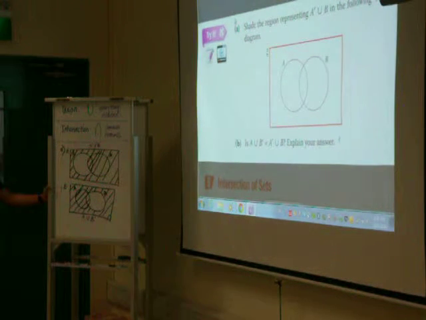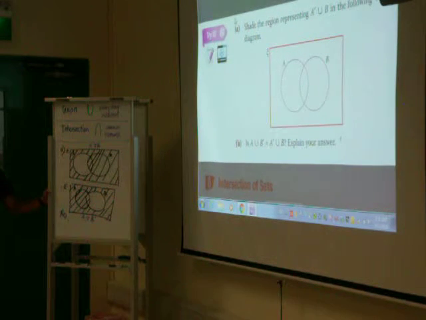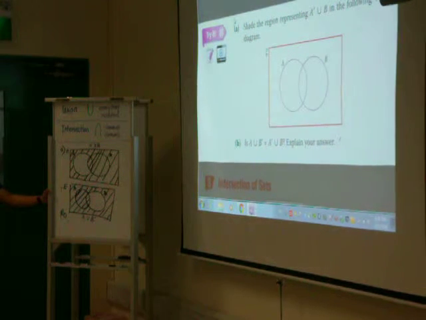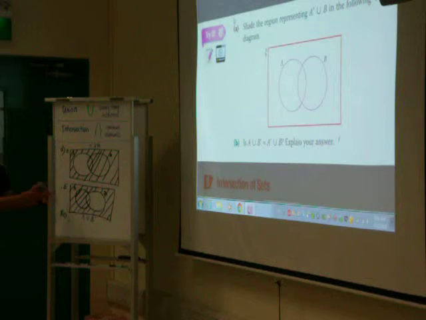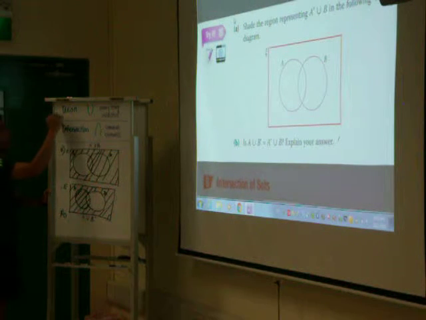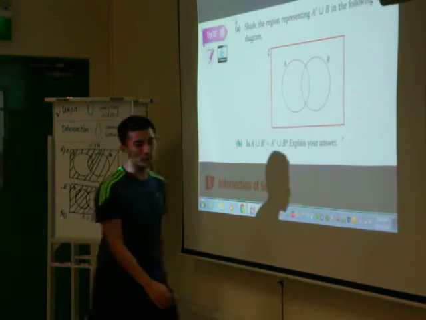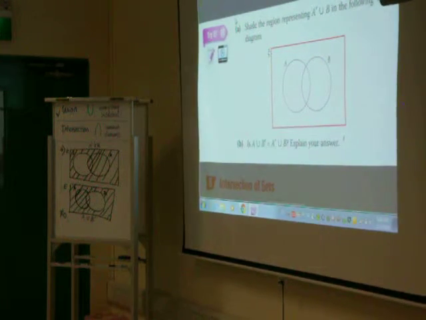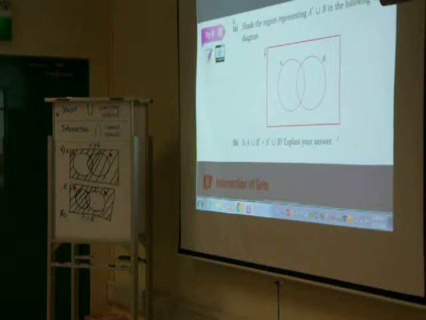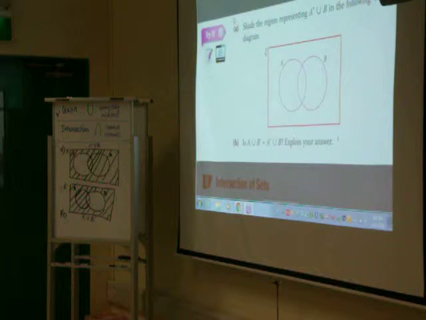Finished? Have we explained that the answer is no? Okay, the two diagrams are different. So that is for union. How about intersection? We need to take a look at another one on intersection.